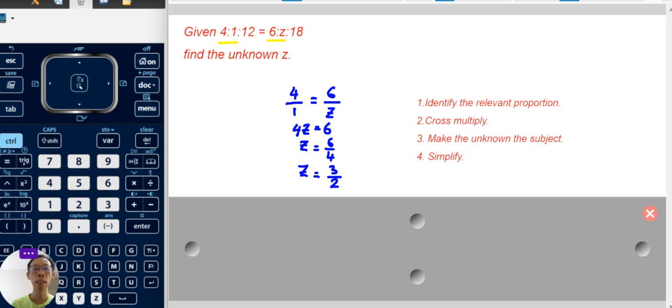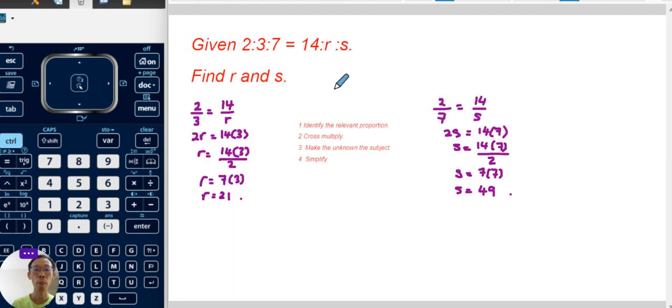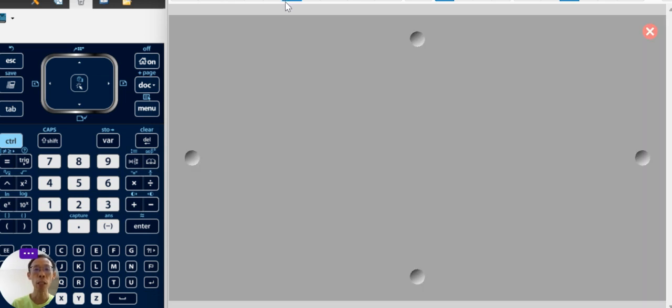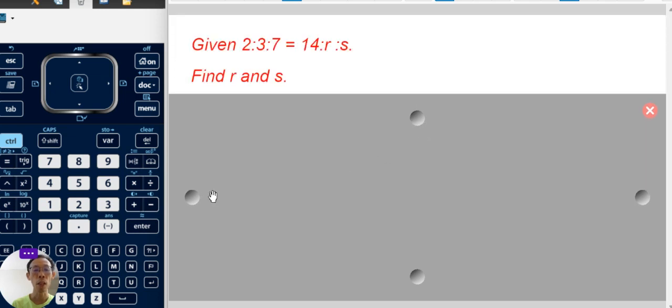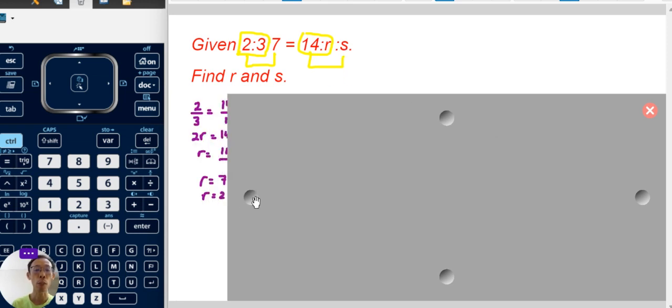Next, I look at the next questions. The next question here is a bit more difficult. Actually, it is two questions combined together. So you can think of the first part being this. And the second part is 2 to 7 and 14 to s, for example. So let us deal with the first part.